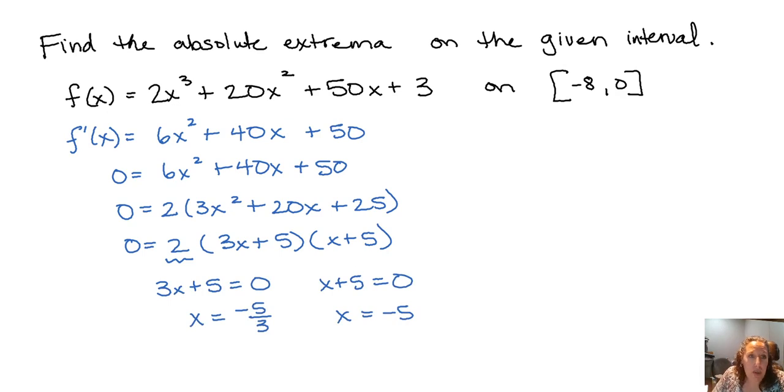And so now we just need to look at our interval and find all of our critical values that lie in that interval. So in this case, both of our critical values, -5/3 and -5, are between -8 and 0. And so we will be looking at both of those critical values as well as our two endpoints. And so we are going to plug those into the original.